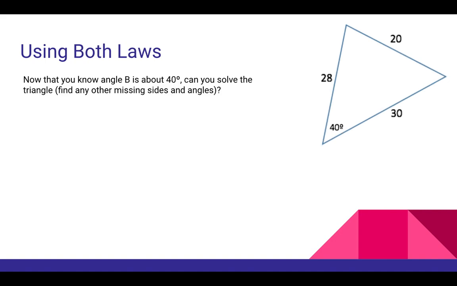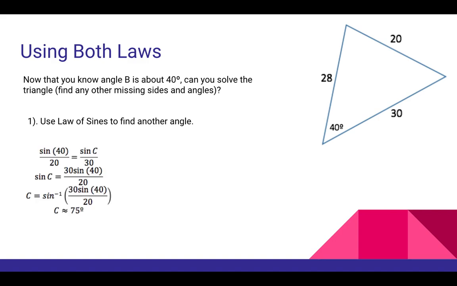So now that you know that angle B is 40, do you think you could solve the triangle? Solving a triangle means take the picture and make sure you know the length of all three sides and all three angles, no matter what, using your laws to find it. Well, I've got my three sides. What I need is another angle. I could use the law of cosines again if I really wanted to, but law of sines is just so much simpler. So I'm going to use the law of sines.